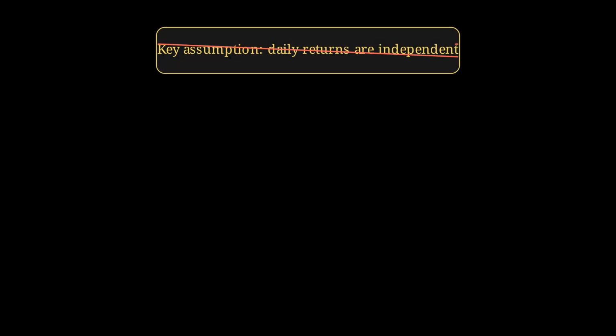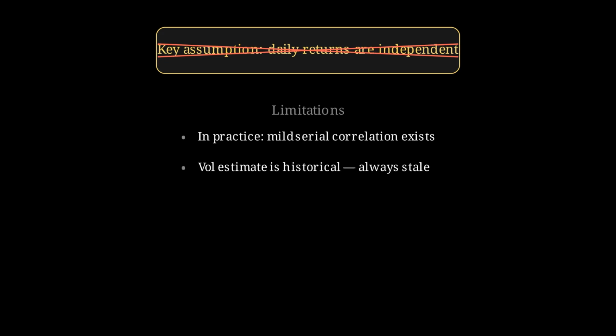The square root of time rule rests on one key assumption, that daily returns are independent of each other. In practice, they are not perfectly independent. There is mild serial correlation, and in turbulent periods, the correlation is stronger. This means annualized volatility computed as daily vol times root 252 is an approximation, not an exact result. It also means that a single volatility number for a strategy is a snapshot, not a constant, because if volatility clusters, the number you computed last month may be very different from the number that applies right now.